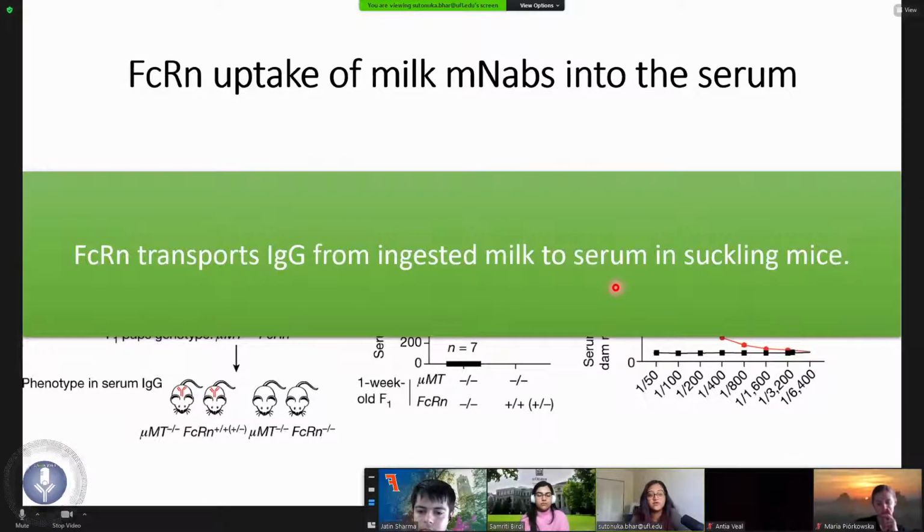I think this was one of the first studies showing the bidirectional function of FcRn in neonates versus adults, or in both of them. But more studies based on their mechanism will be really interesting.